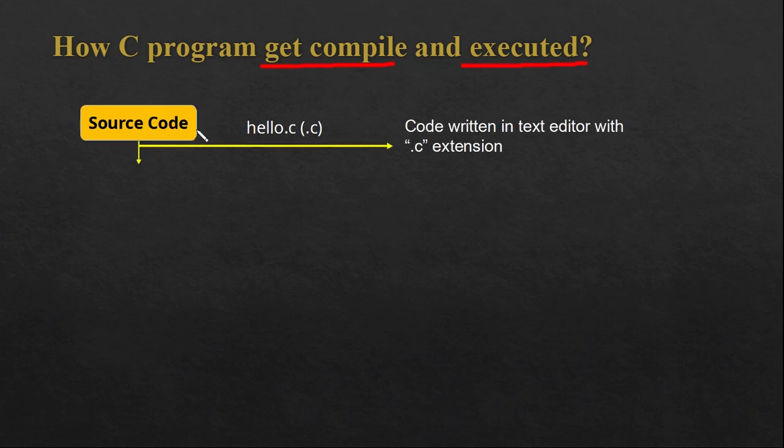So the first step is to have a source code. Source code has an extension of .c. We can give any name to it. So code written in a text editor with a .c extension is called a source code.